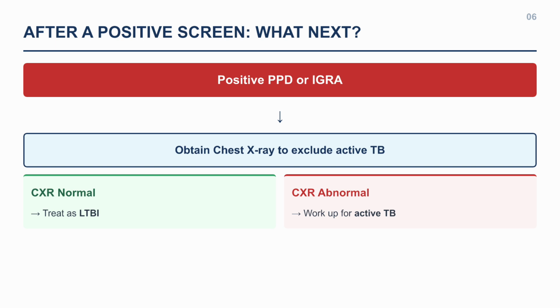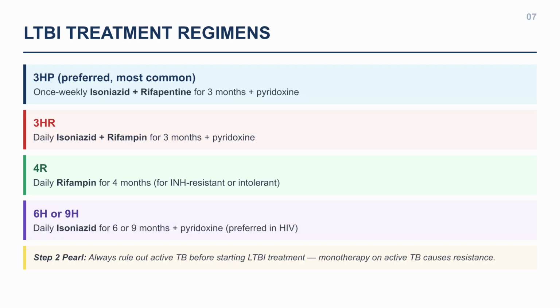Step 2 Pearl. A chest X-ray is mandatory before starting any LTBI regimen, no exceptions. There are 4 main LTBI treatment regimens to know. The preferred regimen is 3-HP. Once weekly isoniazid plus rifapentine for 3 months, with pyridoxine. It has the shortest duration and best compliance. The second option is 3HR. Daily isoniazid plus rifampin for 3 months, also with pyridoxine.